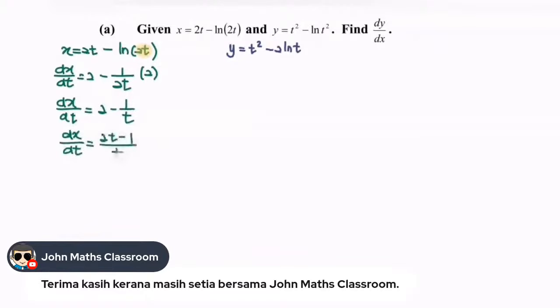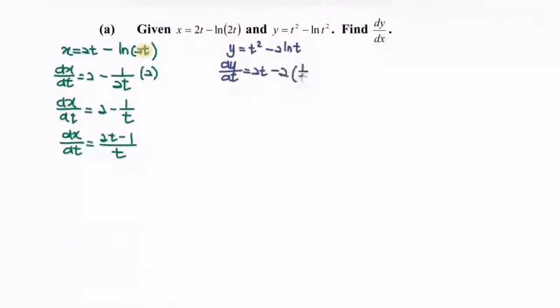Next, focus on the y, where we have dy dt is equals to 2t minus 2. Differentiate the ln t, and we will have 1 over t. So do remember to differentiate the internal function, and we will have 1. Rewrite the situation. So dy dt is equals to 2t minus 2 over t. Equate the denominator, and we have 2t squared minus 2 over t. Next is to find the dy.